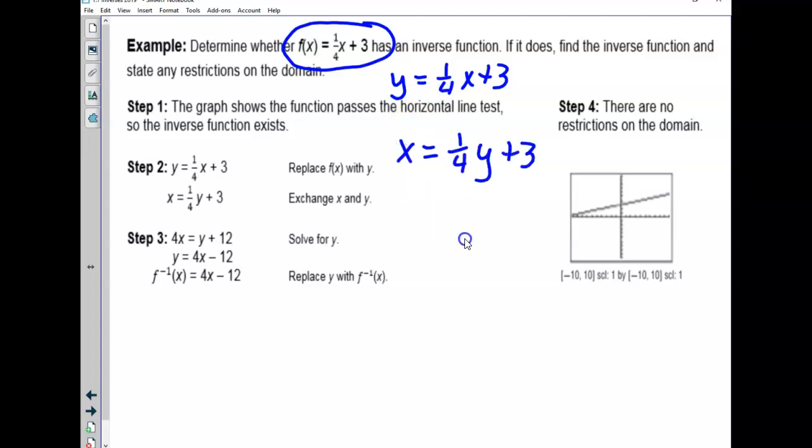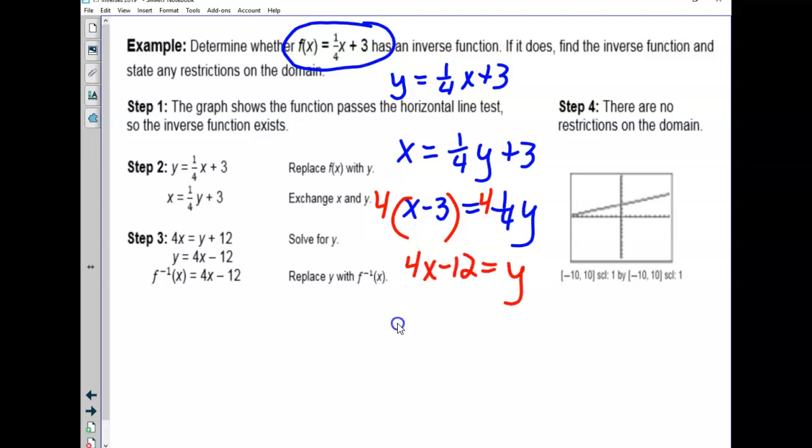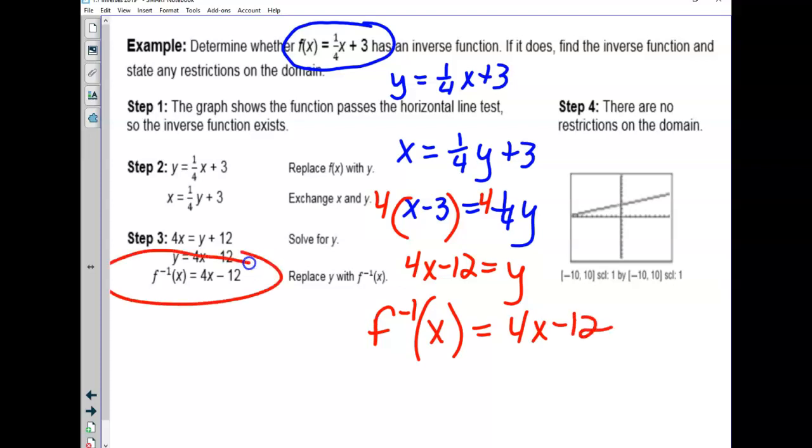What would we do first to get the y by itself now? Subtract 3. And then, how to get rid of a 1/4? Yep, multiply both sides by 4. And we could either leave it 4 times the quantity x minus 3, or we could distribute it. And then, because the inverse is a function, we can rewrite it in this notation. Okay? Any questions? Ready to try one?